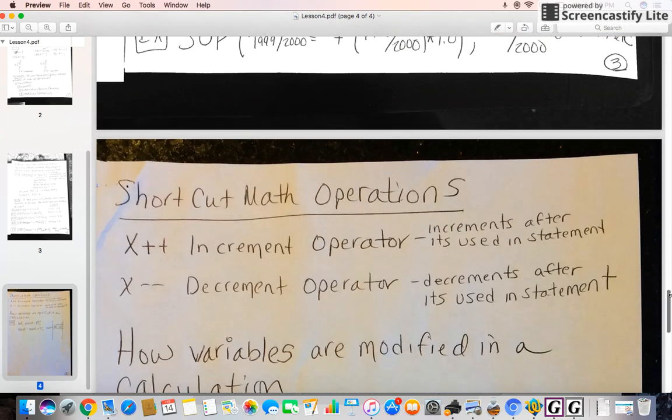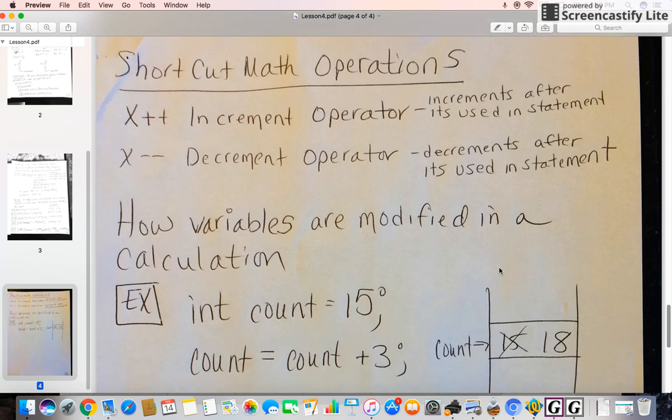In the lesson, you also learned about some shortcut operators. So x plus plus and x minus minus. So x plus plus is called the increment operator. It'll increment this variable x by 1, and it increments it after it's used. And then x minus minus is called the decrement operator, and that will decrement after it's used in a statement. And I promised to demo that when we're in class.